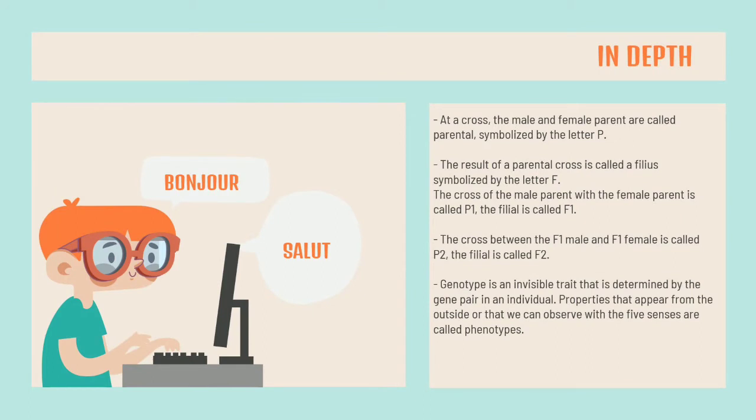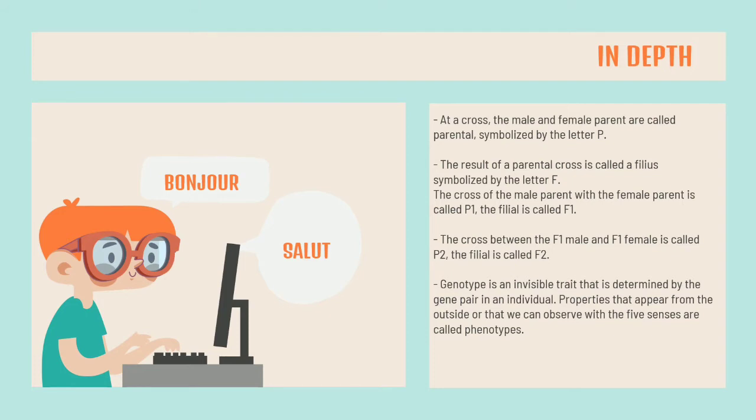In a cross, the male and female parents are called parental, symbolized by the letter P. The result of a parental cross is called filius, symbolized by the letter F. The cross of the male parent with the female parent is called P1. The filial is called F1. The cross between the F1 male and F1 female is called P2. The filial is called F2.